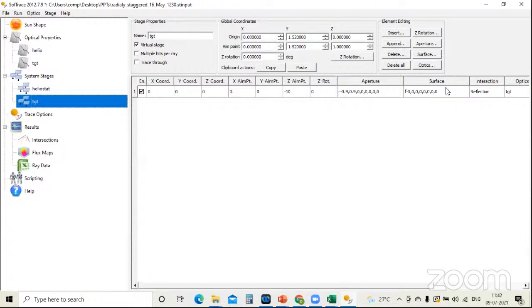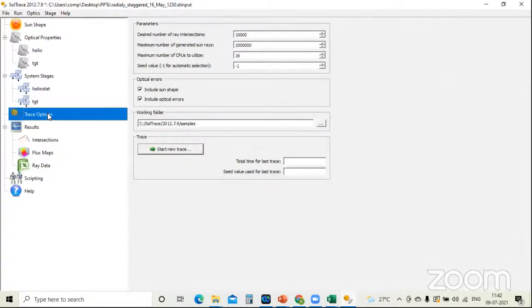Same way for the target also, if the surface is circular, then it should be circular. If it is rectangular, then it should be a rectangle. So after giving all this data, then we have to trace. The ray tracing we have to do. In the ray tracing, we can change the number of rays, and accordingly it will trace.